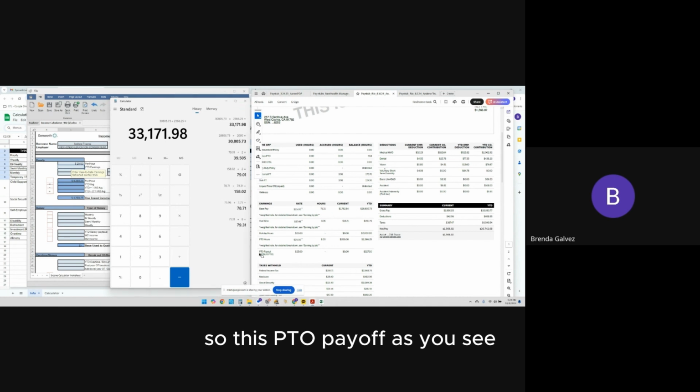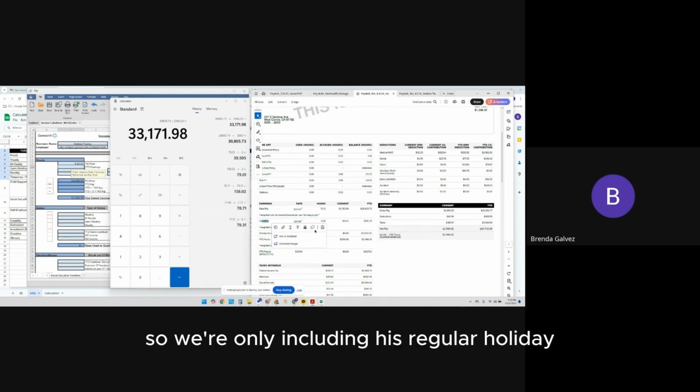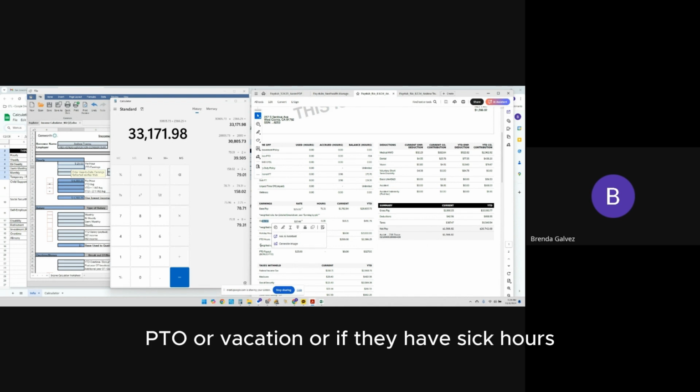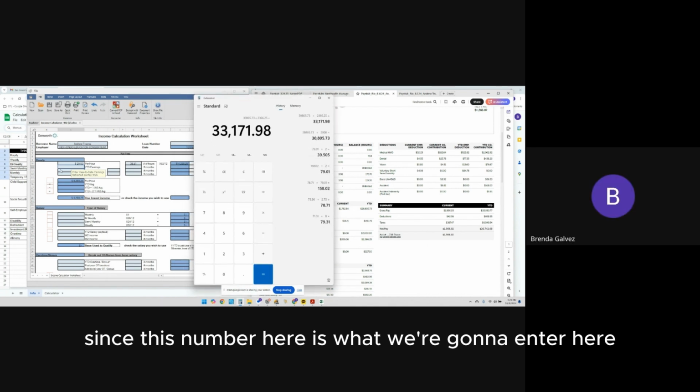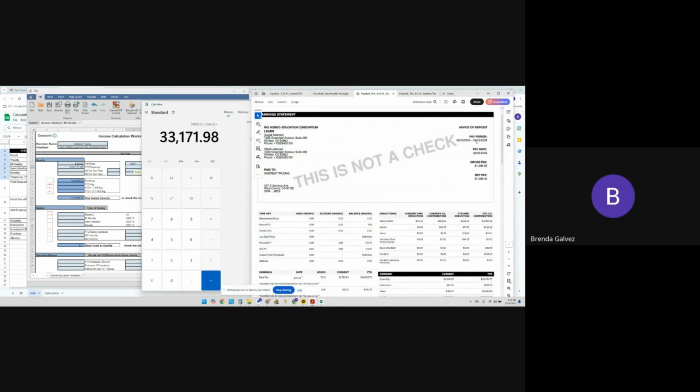This PTO payout, as you see, is a bonus here at the bottom. We're also not including this one, that is his overtime. So we're only including his regular, holiday, PTO or vacation, or sick hours if they have them. Makes sense. This number here is what we're going to enter here: 3171.98.